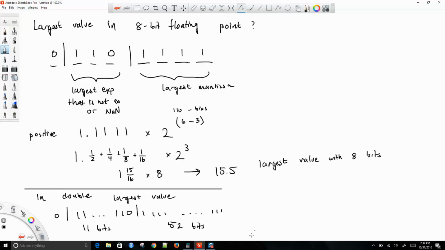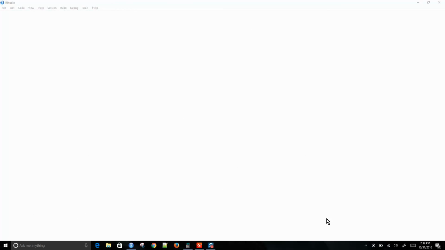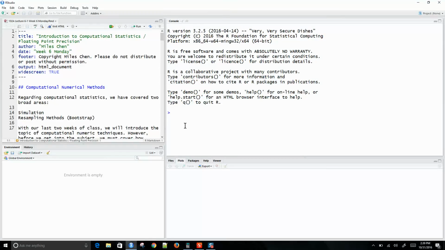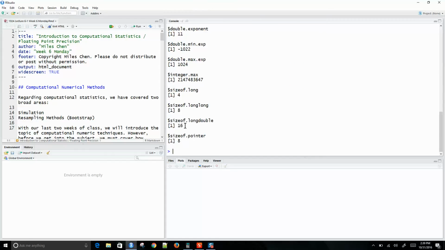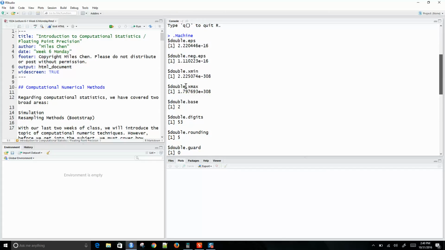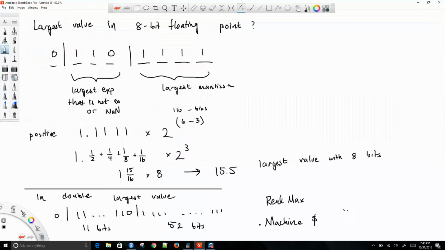Okay, this would be the largest value that we can call, and this is sometimes known as real max. On our computer you can get it by asking .Machine in R. I think it's double.xmax, but I'll ask. So over here we type in .Machine. This is at the machine hardware level, and we have .Machine$double.xmax, and that's about 1.78 times 10 to the 308 power.